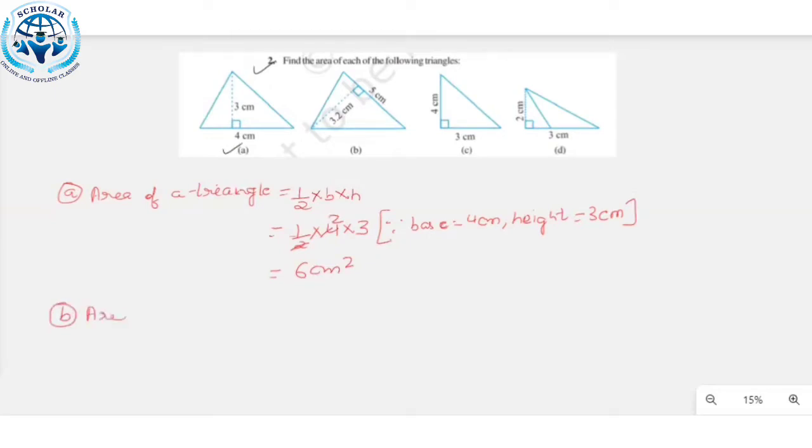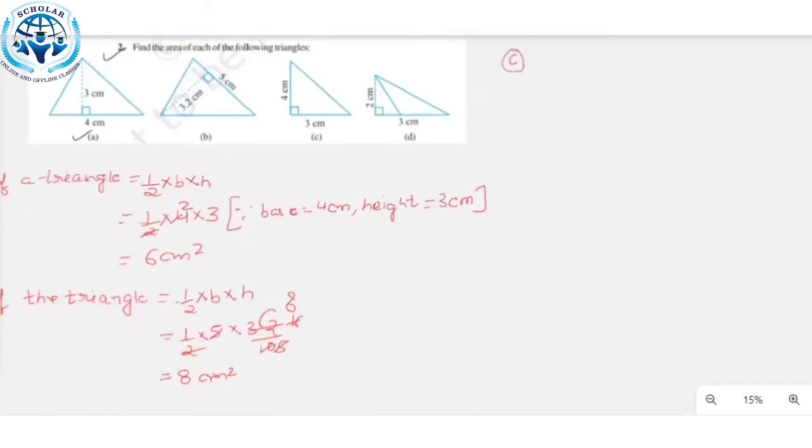In the second one, base is given as 5 centimeter, height is given as 3.2 centimeter. Area will be half into base into height. Half into 5 into 3.2. By removing the decimal, we will get 10 in the denominator. Cancelling the common factors, ultimately the result is 8 centimeter square.